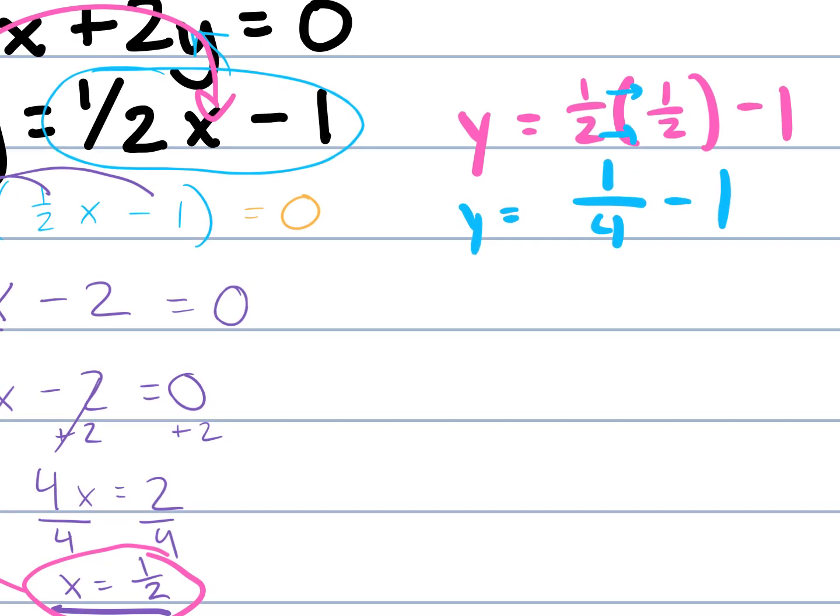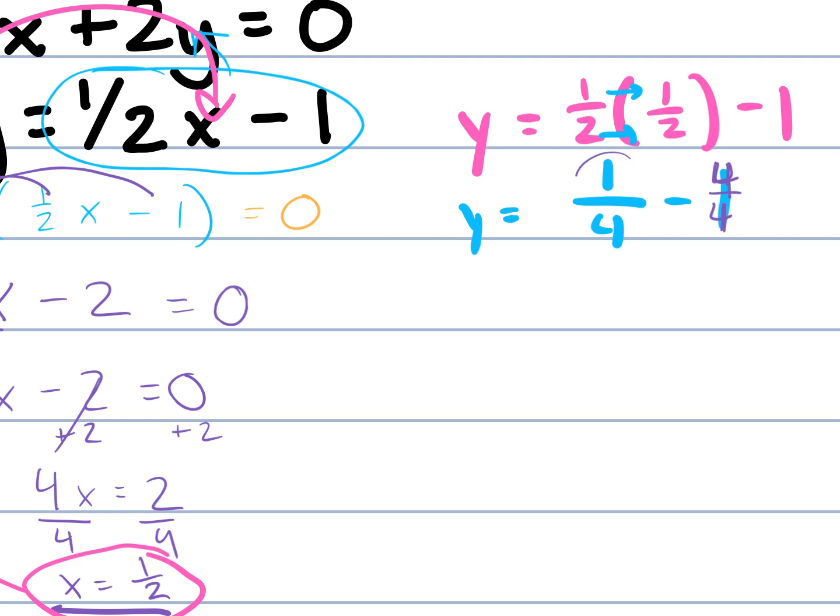How do I add and subtract fractions? What do I need? Same denominator. So I can make this 1/1. And how do I make it have a denominator of 4? Multiply the top and the bottom by 4. So we would change to 4/4.